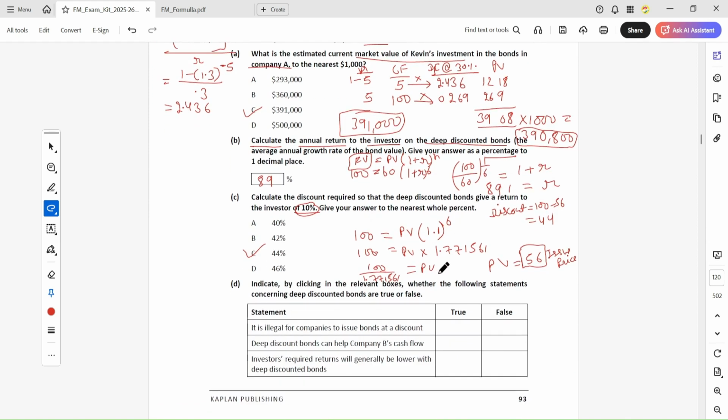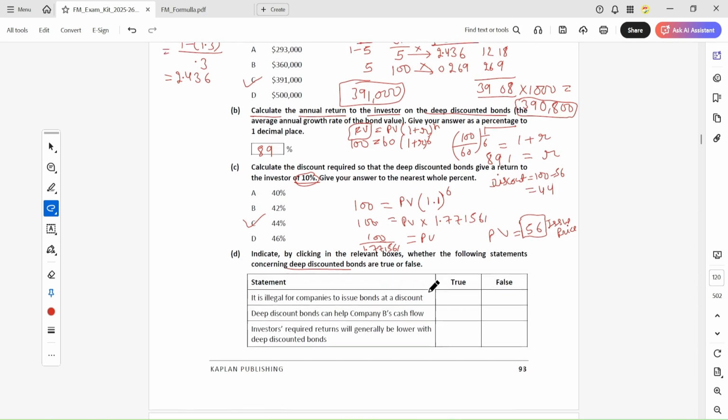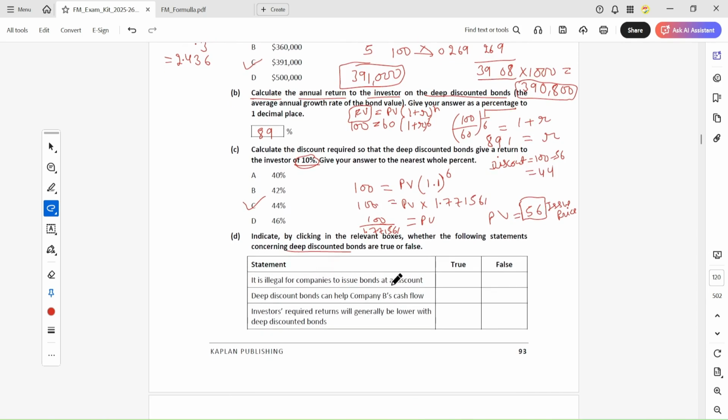Indicate by clicking in the relevant boxes whether the following statements concerning deep discount bonds are true or false. It is illegal for companies to issue bonds at a discount. No, because if it were illegal to issue bonds at a discount, why would the deep discount bond concept be introduced in finance? So deep discount bonds can be issued, but shares cannot be issued at a discount.